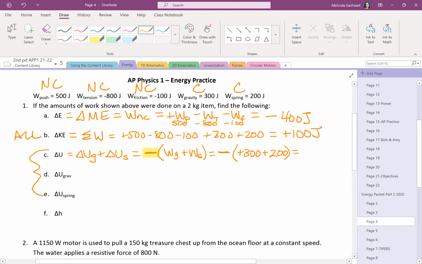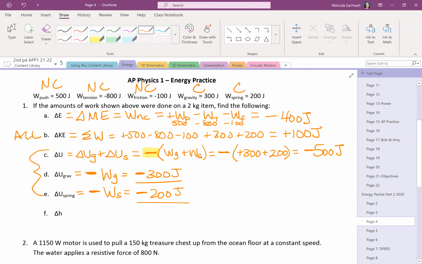Final answer, negative 500 joules. And then even easier, same method, but here it would be a negative work by gravity, so a negative 300 joules. Similar, but just the spring, it'd be a negative 200 joules. So hopefully that's not too bad, right? And then change gears. Now we want change in height. Well, what kind of energy relates to a height change?